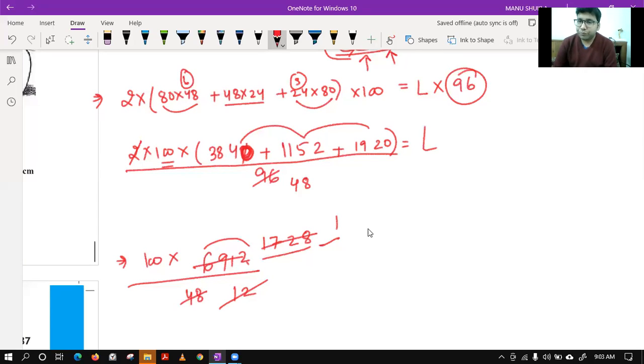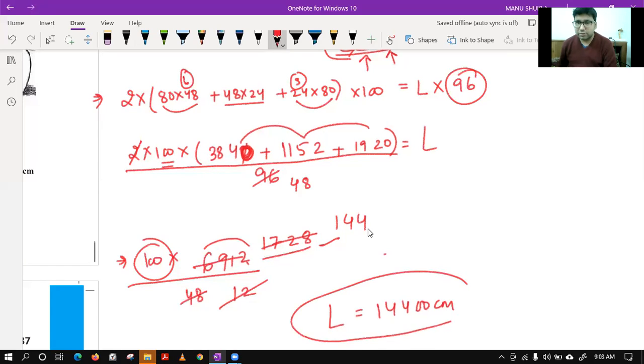12 ones are 12. 5 is the remainder. 2 came, 52. 12 fours are 48. 52 minus 48 is 4. Again 48. 12 fours are 48. So you can see why I saved this 100 for the future. So it was a good idea to save this, and we have got the purchase length equal to 14400 centimeters, or you can make it 144 meters. 144 meters length is purchased for 100 suitcases.